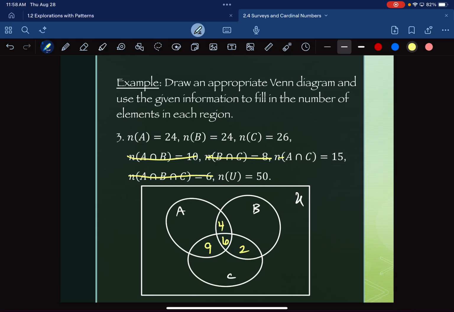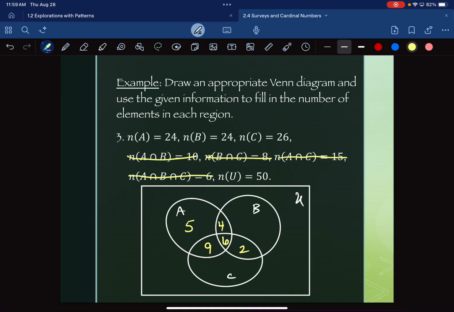Okay, so we have done all 3 in the middle now. I still don't want to do the n of U equal 50 because that's still all the pieces that I don't know, and there's still 4 of them I don't know. But if I go back to the very first piece of information now about circle A, circle A is now mostly filled in. It's got a 9, a 6, and a 4 in it already. So how much is already in circle A? 19. There's 19 that are already accounted for. It's supposed to be 24, so how many more do I need? 5. So there will be a 5 in the outer region here. Okay?